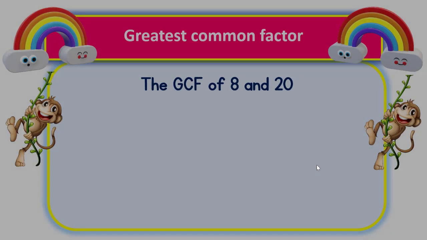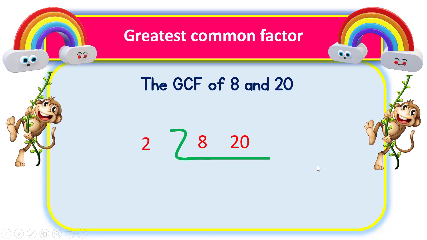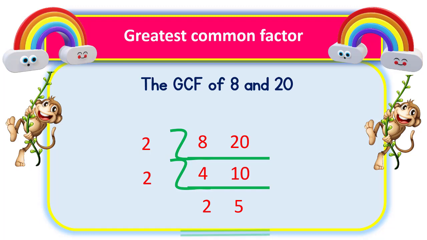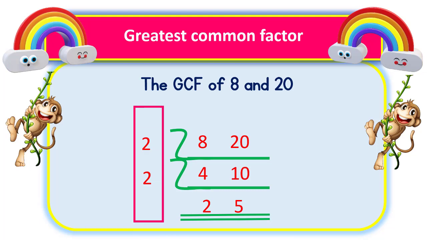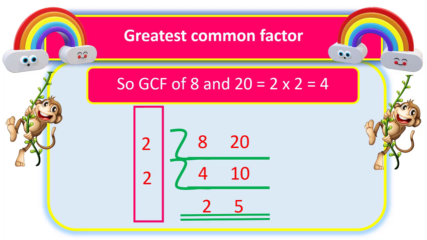Okay. The greatest common factor of 8 and 20. What number can divide 8 and 20? It's 2, right? 8 divided by 2 is 4, and 20 divided by 2 is 10. What number can divide 4 and 10? 2 again. So we're gonna have 2 and 5. So the greatest common factor of 8 and 20 is 2 times 2. It is equal to 4.